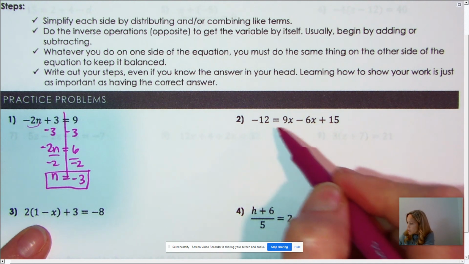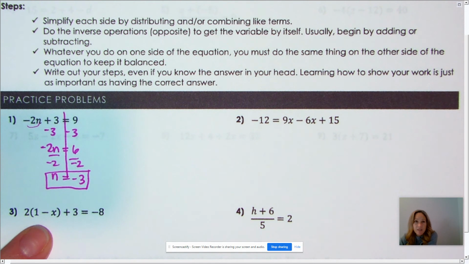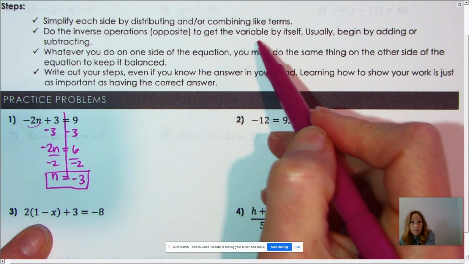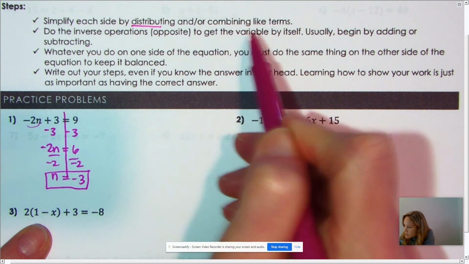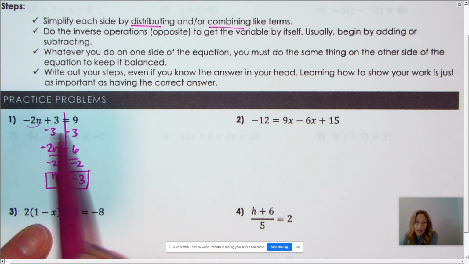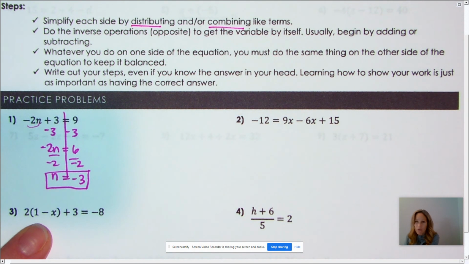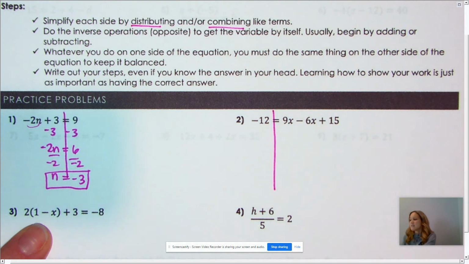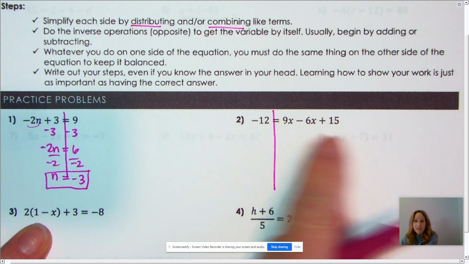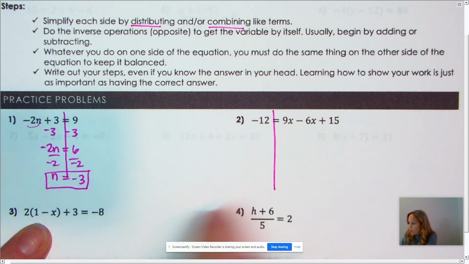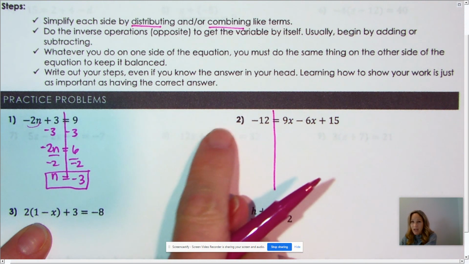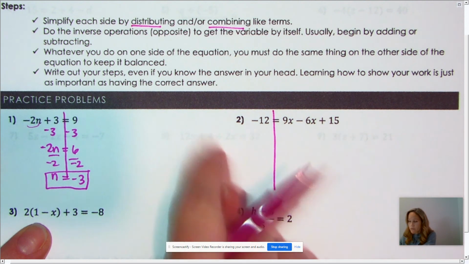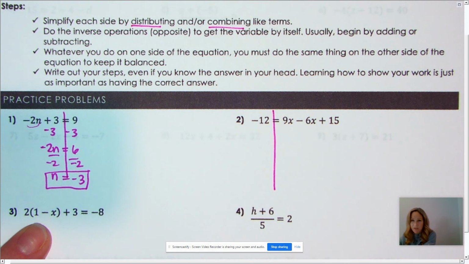Okay, question number 2. Before we start this problem, we are going to either distribute or combine like terms. So that's what we check for first. This one didn't have either of those, so that's why I just skipped over it. This one, remember, this is where our balance is. I can combine anything that's on the right side or anything that's on the left side, but I cannot cross from one side to the other unless I do the inverse.